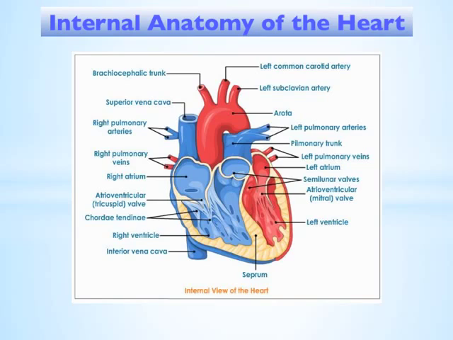So when the ventricles contract, the atrioventricular valves are closed, but they're prevented from opening up into the atria by the chordae tendineae. However, the semilunar valves in the pulmonary artery and in the aorta do open up when the ventricle contracts and allow blood to flow through those two blood vessels.